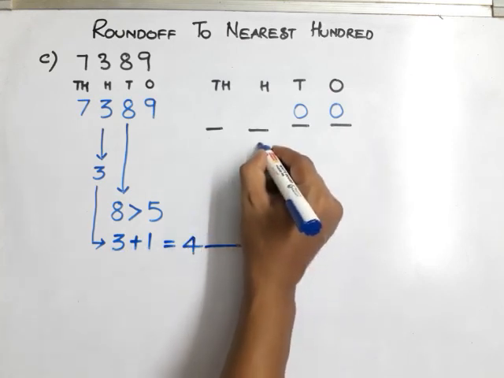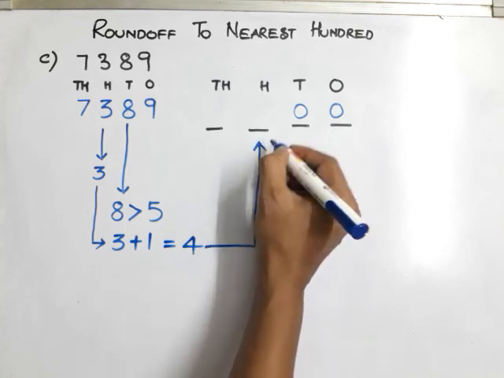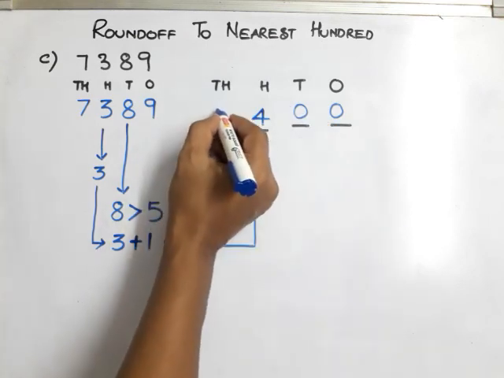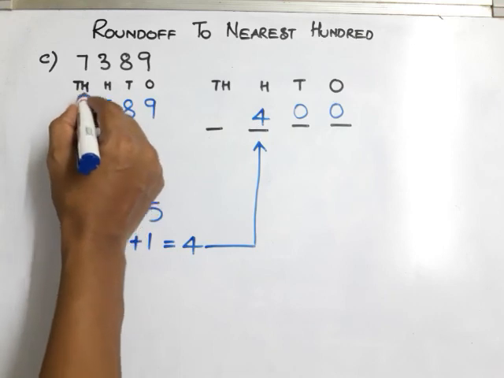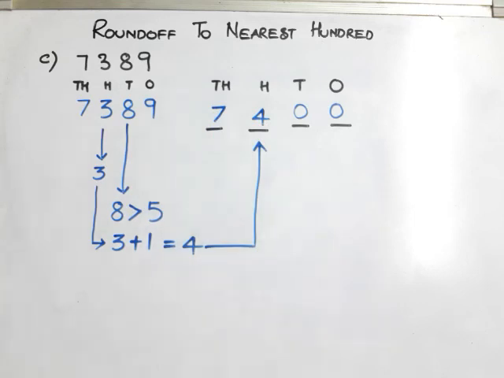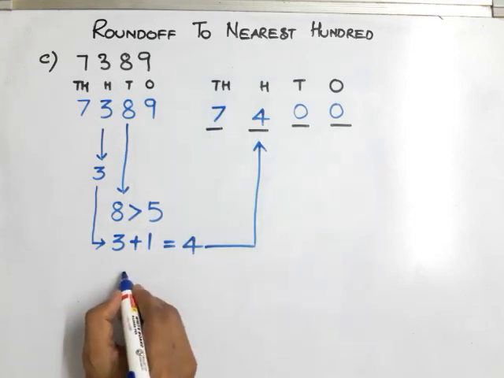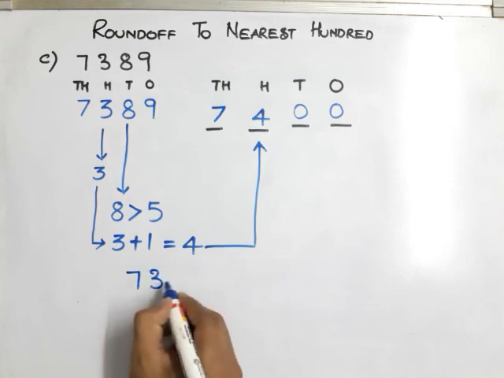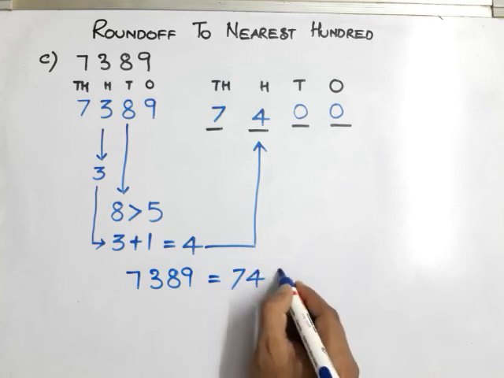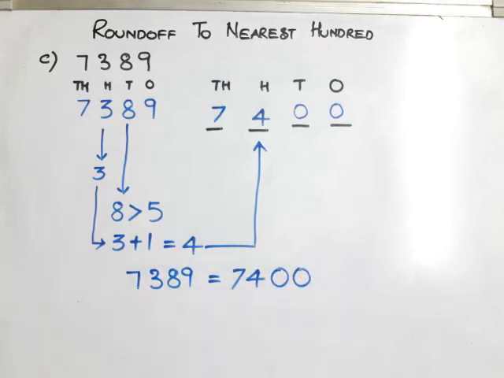This 4 is going to occupy the hundreds place. Now what we have to do with thousands place? As I told, the same digit in the given number will come to thousands place after rounding off also. So the rounded off value of 7389 is equal to 7400. Hope you are clear. This one is E. Now let us move to the next problem.